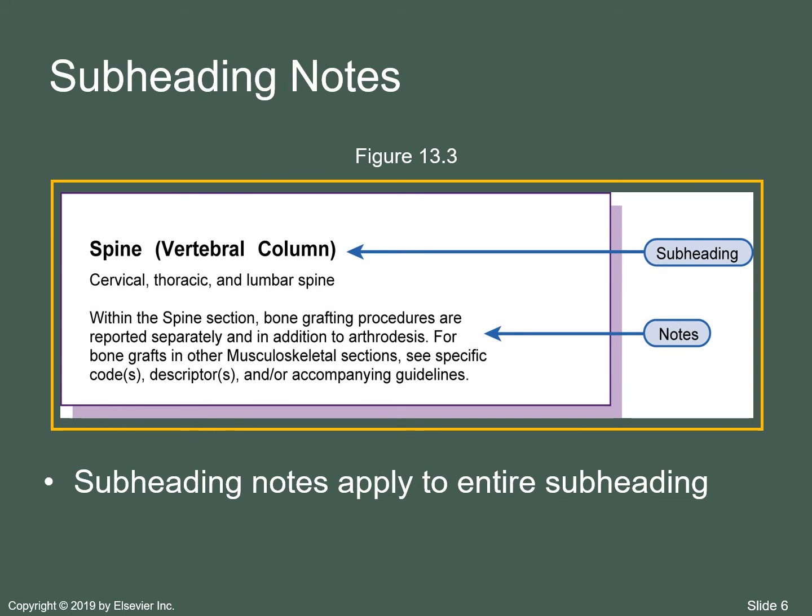Now, if you would turn to slide 6, we're going to talk a little about the subheading note, which is the anatomic site, and it is explained well in figure 13.3, where it says the subheading note applied to the entire subheading. And of course, in the CPT book, it will be the large red writing in your code book, which is the subheading. That gives an example here in figure 13.2 where the subheading is. And also underneath the subheading, you'll find the note of the subheading.